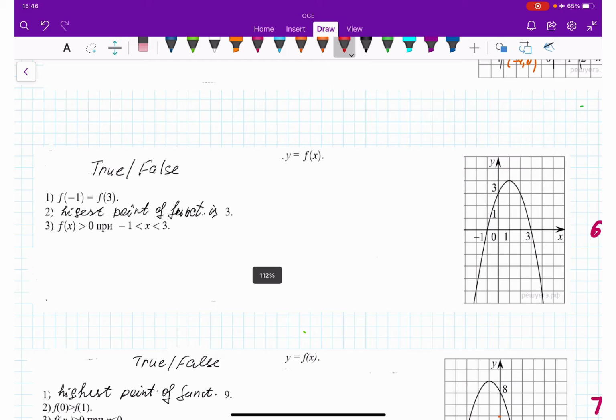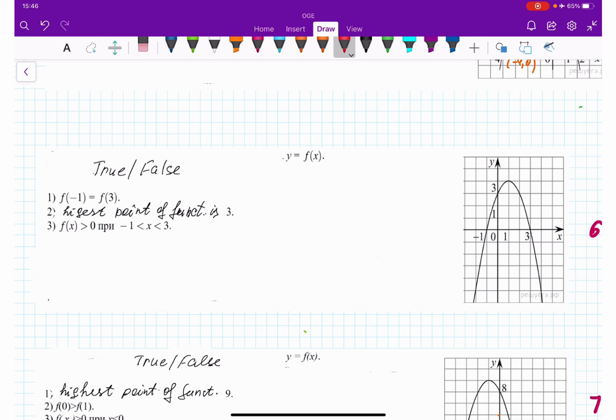True or false? What do we have? F of negative 1 is equal f of 3. Where is my negative 1? Here. Where is 3? Here. Indeed. The y in this point is 0. Yes? Green check mark. That's true. Next, highest point of the function is 3. Is that true? This is my highest point, and if I come here, it's 4. Rejecting. It's not 3. It's 4.